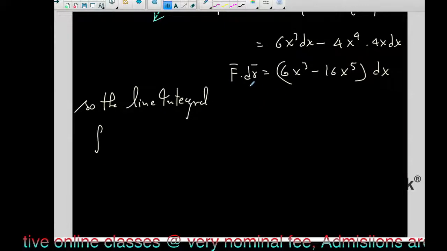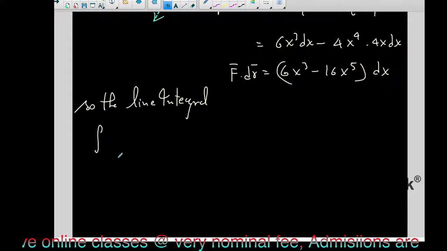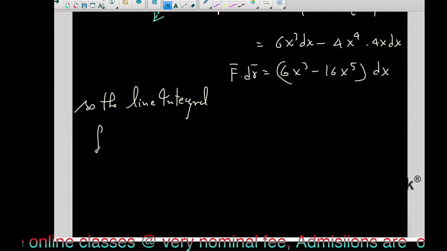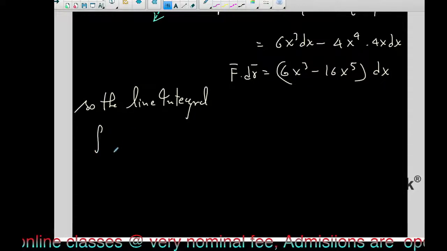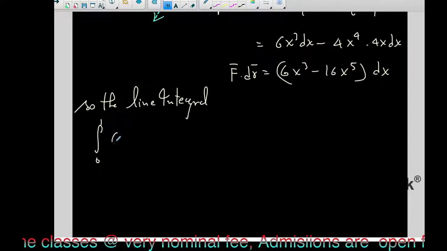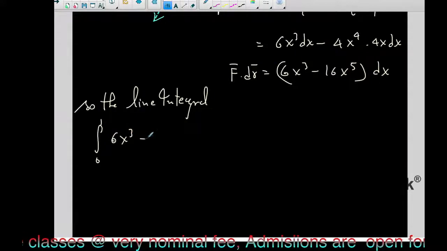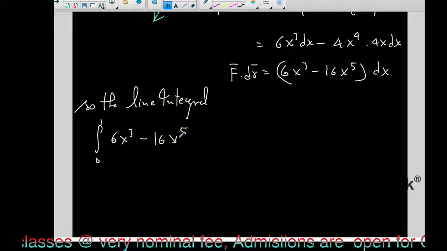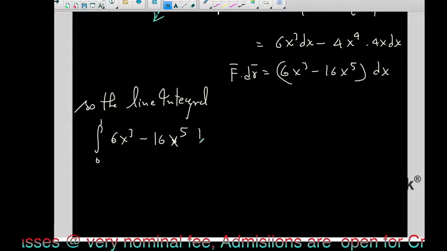This type of functions, what we are evaluating, I can show this also. Don't worry, I will show later on. So the line integral from 0 to 1 is a simple integration of 6x cube minus 16x to the power 5 dx.